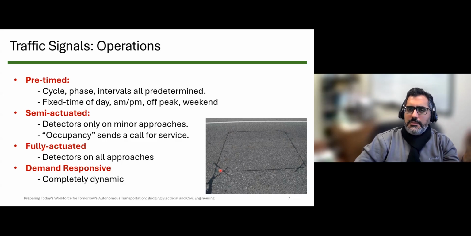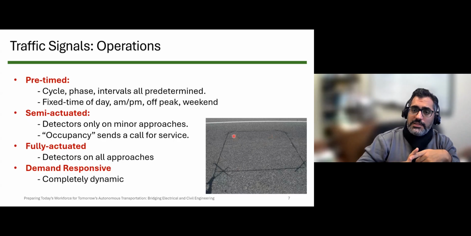You should have seen that. Pay attention next time that you're driving. Pay attention to these wires that are placed in the pavement next to the intersections. It means that there is a detection in place. Now, if these wires are only on two streets, that would be semi-actuated. If we have them on all four legs of an intersection, fully actuated.